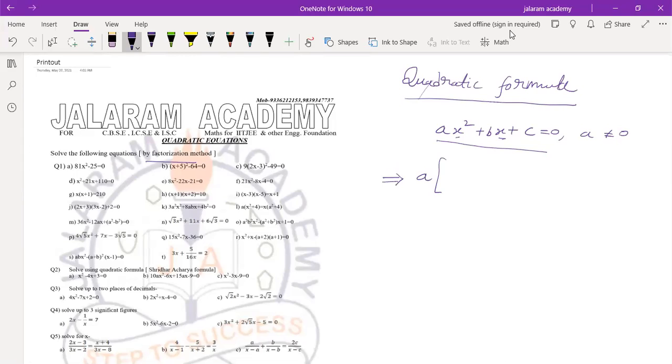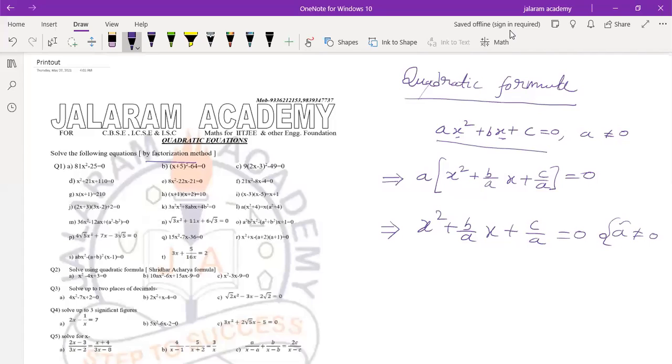first of all, we will take a common from it. So it becomes x square plus b by ax plus c by a equals to 0. Okay. Now, as we know that a is not equal to 0, so we have x square plus b by ax plus c by a equals to 0. Now we can factorize it by which method? By the method of changing to perfect square.